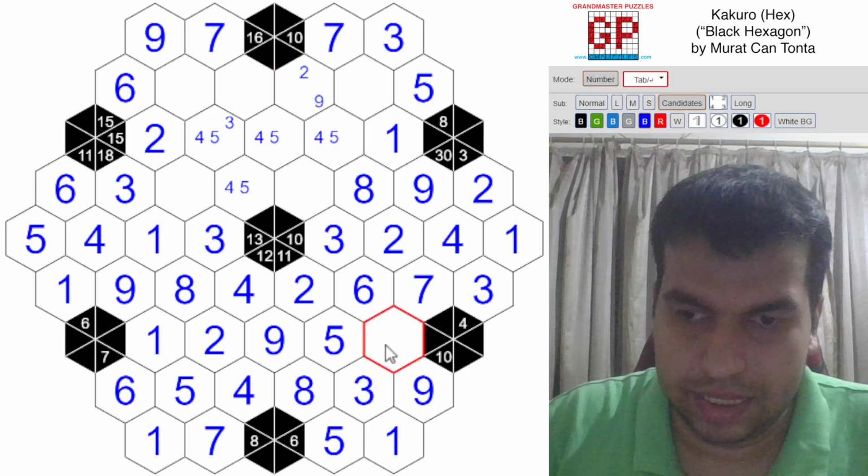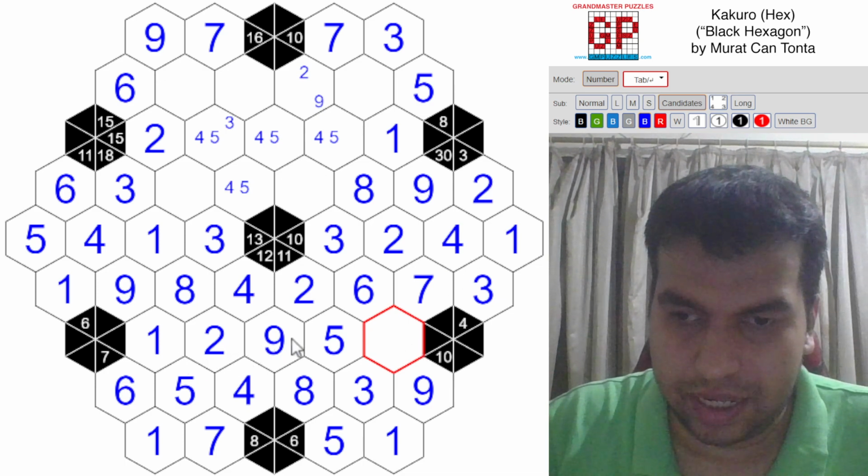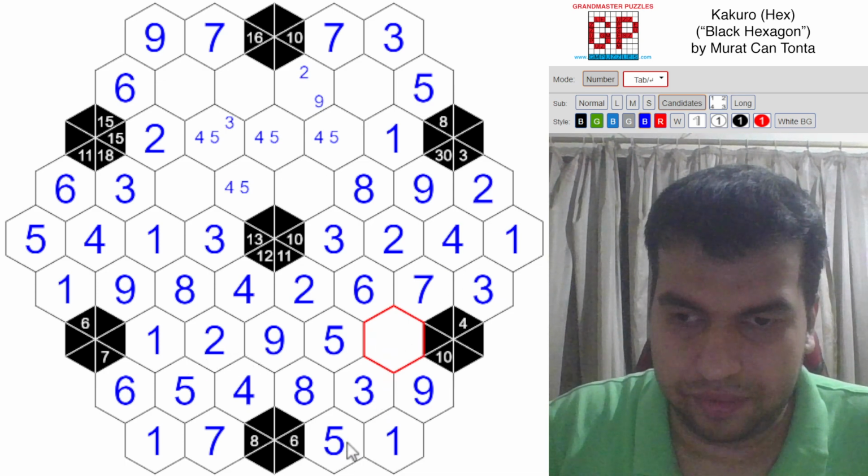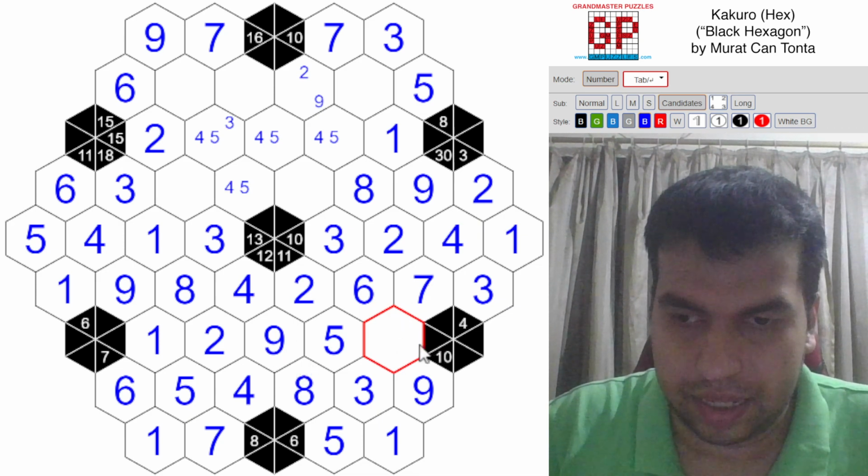Now let's look at this cell because there's so many digits looking at it. So there's a 1 and a 2, there's a 3 and a 4 and a 5, 6, 7, and 9. So this is an 8.